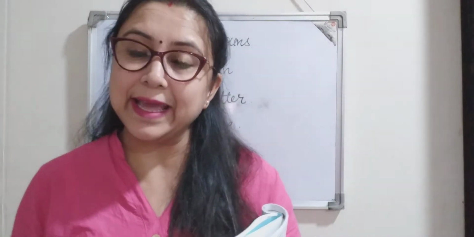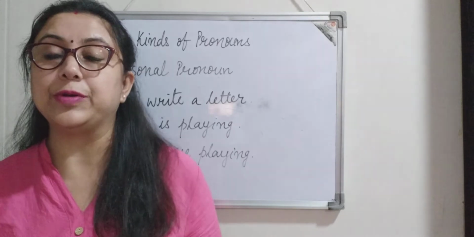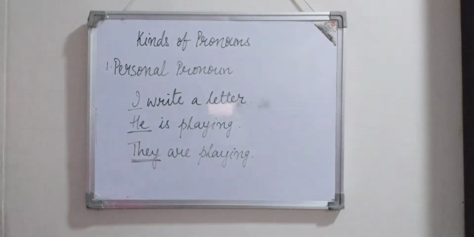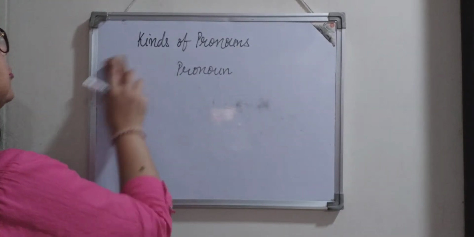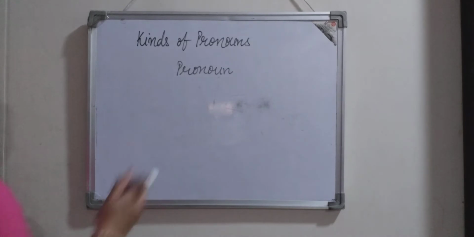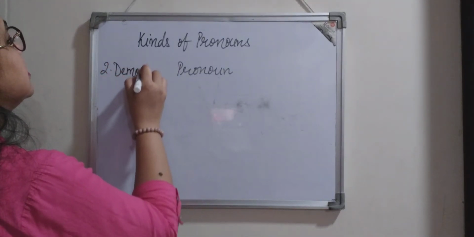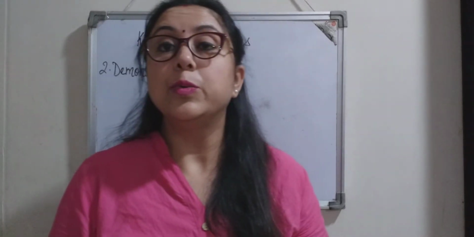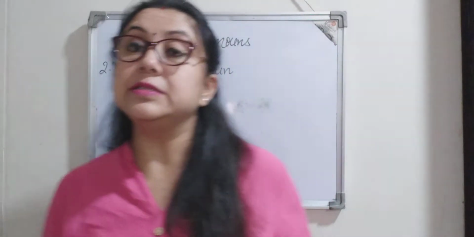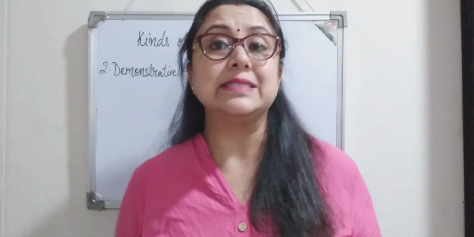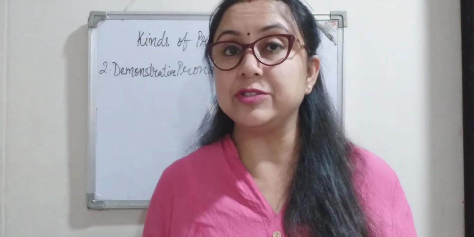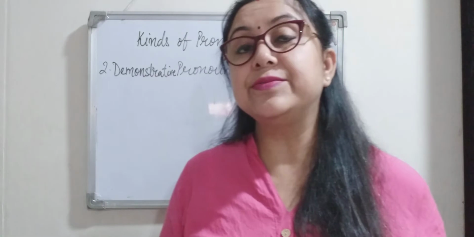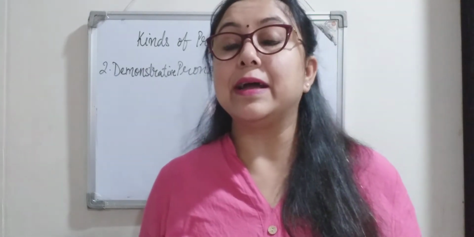Now let us move on to the next kind of pronoun, that is the demonstrative pronoun. So children, a demonstrative pronoun is that pronoun which points out. A demonstrative pronoun is one which points out. And when these demonstrative words like this, that, these, those, such, certain are placed before a noun, they become demonstrative adjectives, and when they are placed away from the noun, they are demonstrative pronouns.